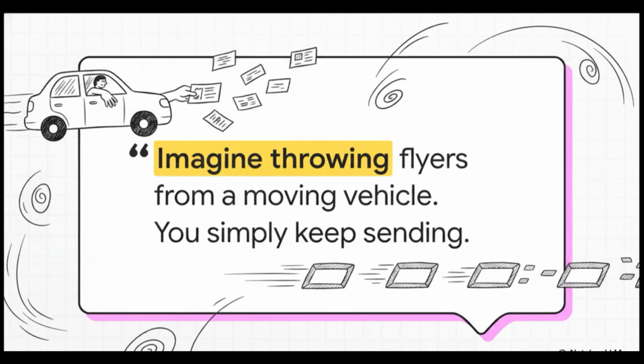You're not stopping the car to check if someone caught the flyer. You don't check if they're reading them in the right order. You honestly don't even know if half of them just blew away in the wind. UDP does not establish a connection first. It just fires off packets blindly without checking if they arrived, if they're in sequence, or if anything was lost. And because it totally skips all those extra time-consuming checks, UDP is incredibly, blazingly fast.